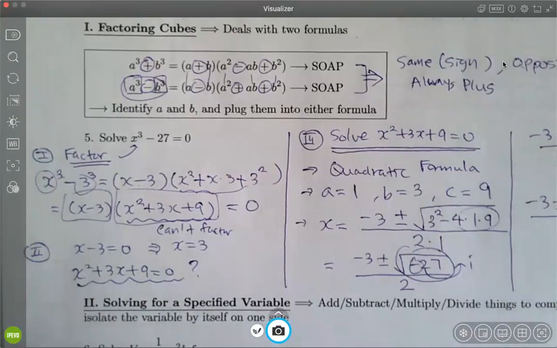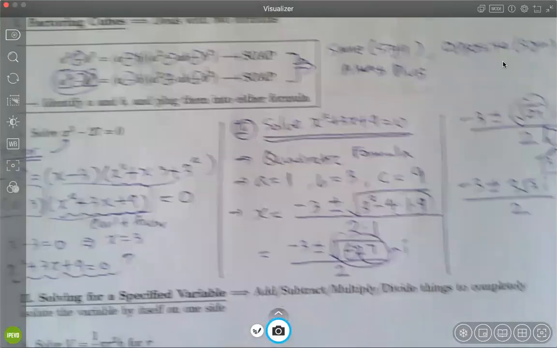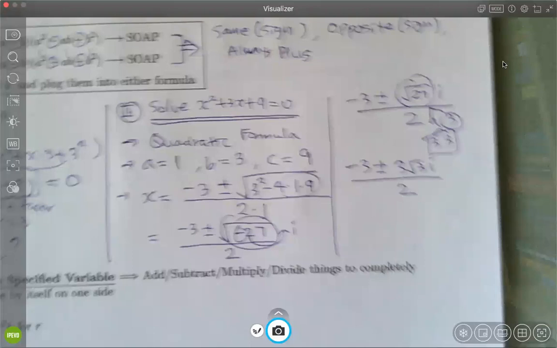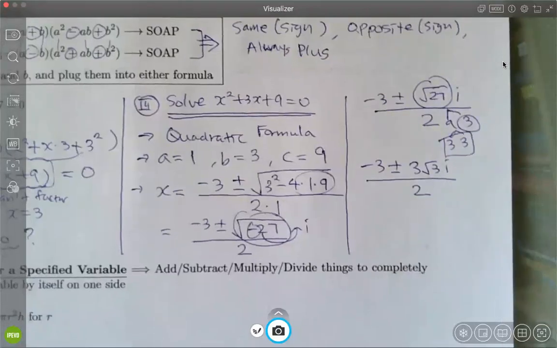Can you zoom out? I can't see that side of your paper. Oh, I'm sorry. Better? Yes. Yes, sir.